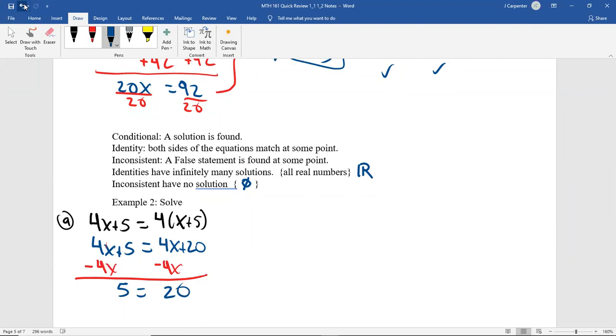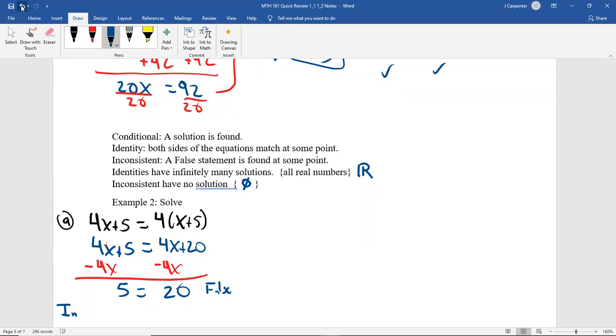This is when a yellow flag should be going up in your head. If you do any math and all the variables disappear in an equation, assuming you've done everything correct up to this point, that means it's one of these two new scenarios. It's either everything or it's nothing. So the question is, do you have a true or false statement? 5 equals 20. Lies, slander. That's false. False statements means that you have no solution. False means it's inconsistent. Inconsistent means no solution.